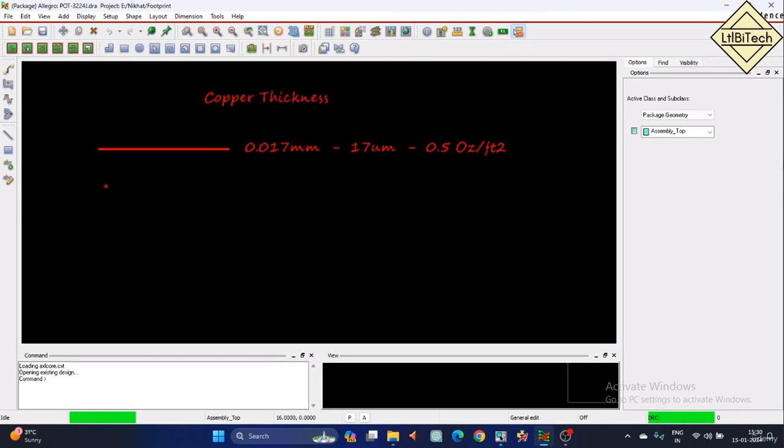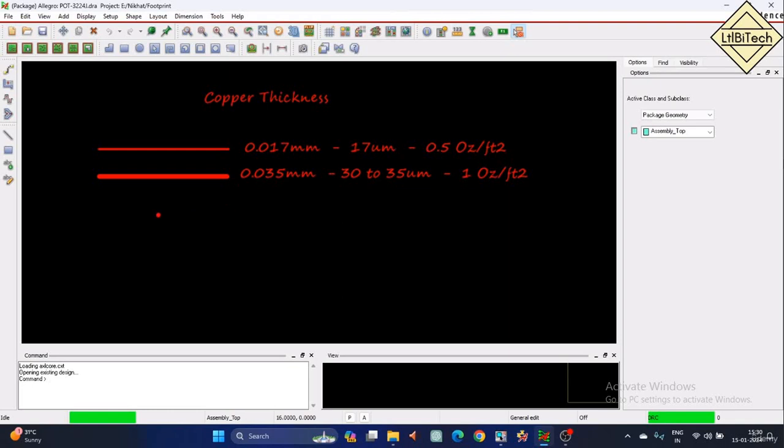The next one is a little bit thicker than this, and that would be 0.035 mm. In general, I'm taking it so that it falls between 30 to 35 microns, micrometers. In copper weight, we can say 1 ounce per square foot. This is the second one, which is most widely used in the PCB industry.